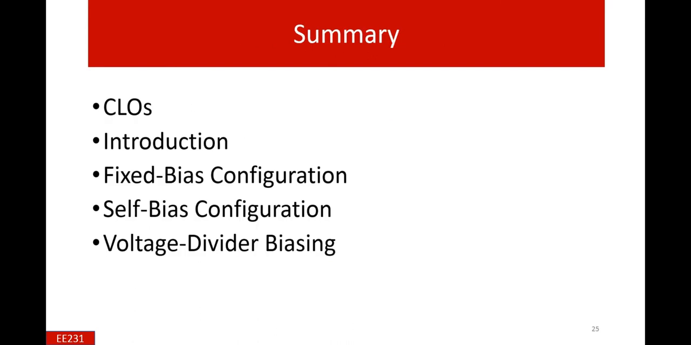In this lecture we covered the fixed bias configuration. Just review this topic, then start with the examples of the self-bias configuration and then the voltage divider biasing, and complete them with the examples. You should try different types of examples using these configurations.